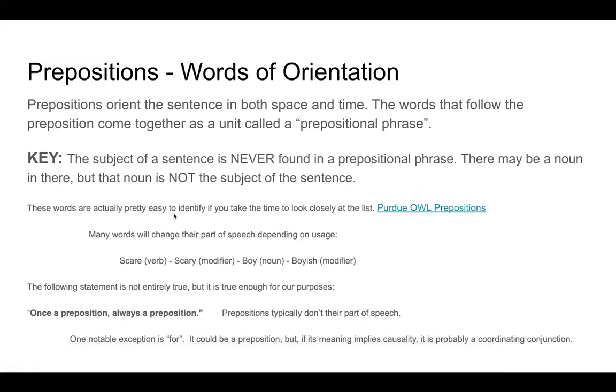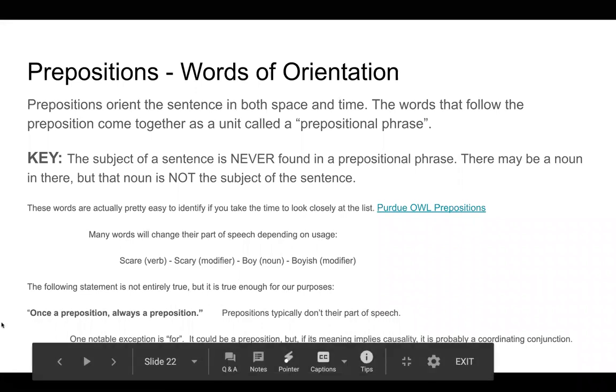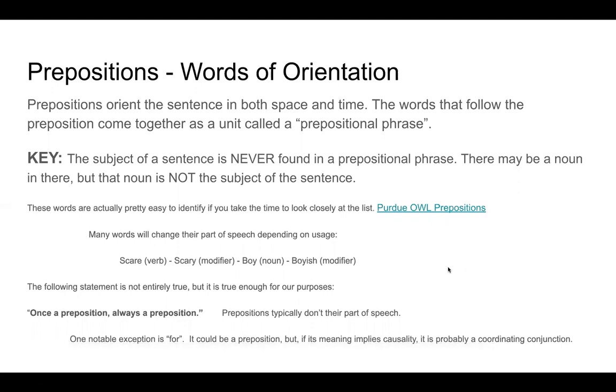As I said before, there are many words that change their part of speech, whether it's a noun or a verb, depending on its usage. Prepositions are going to 90% of the time stay the same. So they don't never change, but you can say with some regularity, once a preposition, always a preposition. Typically they don't. So take scare, right? Here it's a verb: you scare me. Scary: the bear is scary. Now it's a modifier. Boy and boyish, you know, it's a noun. Now it's an adjective. Prepositions aren't going to do that.